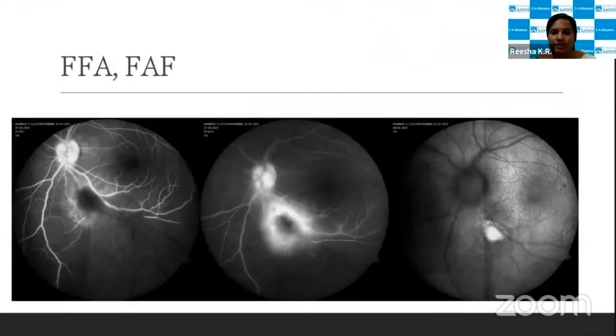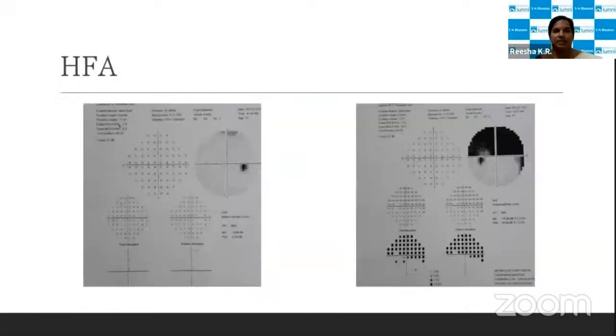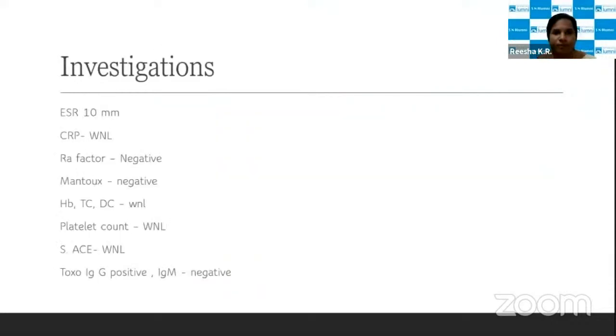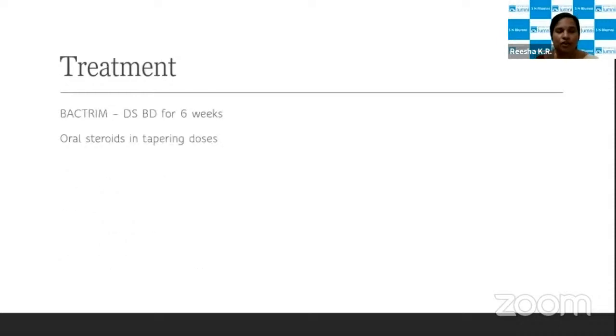On fundus autofluorescence, there was hyper-autofluorescence, and in FFA, there was branch retinal artery occlusion in the inferotemporal quadrant along the retinochoroiditis patch. HFA showed left eye superior field defect. Provisional diagnosis of retinochoroiditis, probably toxo, with BRAO was made. All blood investigations were done; except for toxo IgG positivity, the rest of the investigations were within normal limits.